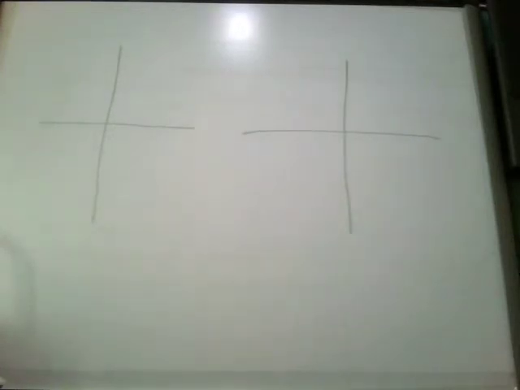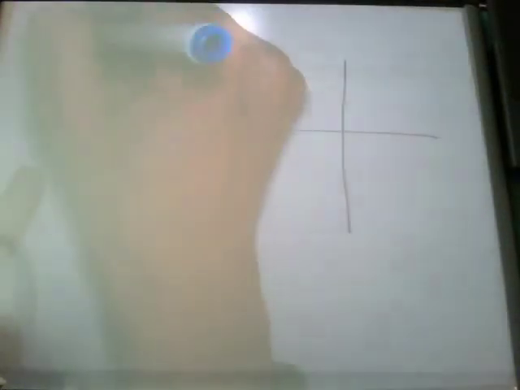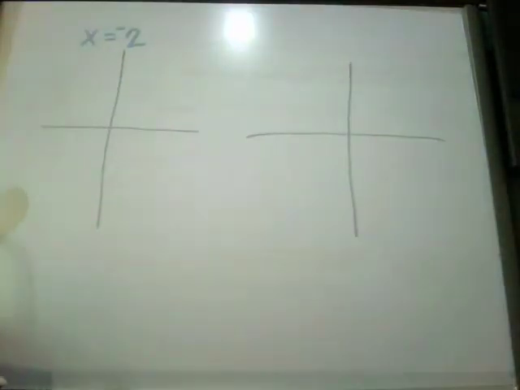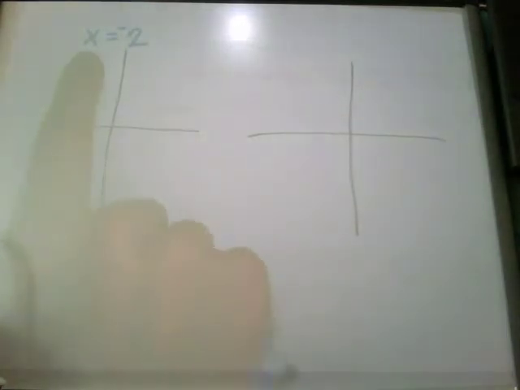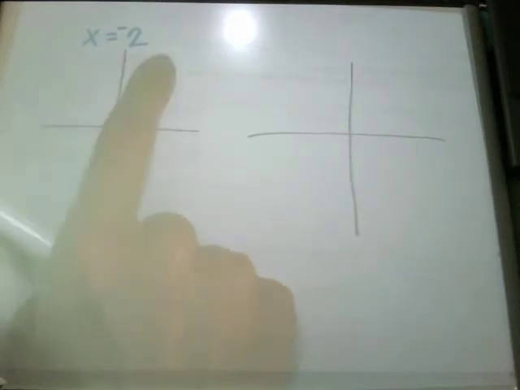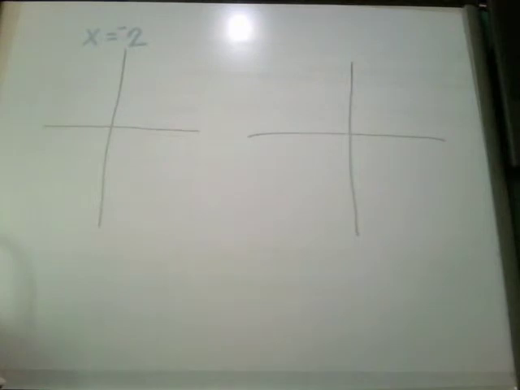If you have just an x, let's say your equation says x equals -2. First of all, you can't make a chart. What are you going to plug in? The only number you could plug in is -2 equals -2. There's nothing else you could plug in for x that would make sense. 0 equals -2? That's not true. So if you only have one variable, you don't need to make a chart.